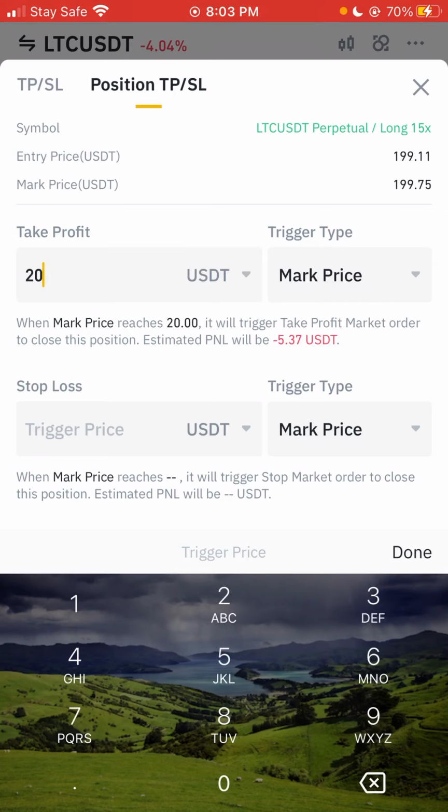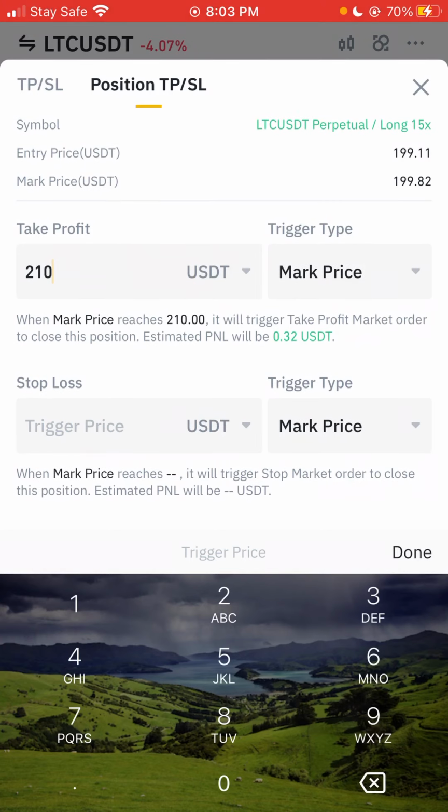But I believe LTC should get to 210. If you get to 210, I'll be having 32 cents. That is because I'm using a very small. You might think this thing is small. Yes, it is. It's because I'm using a very small leverage. I'm using a small capital and everything.